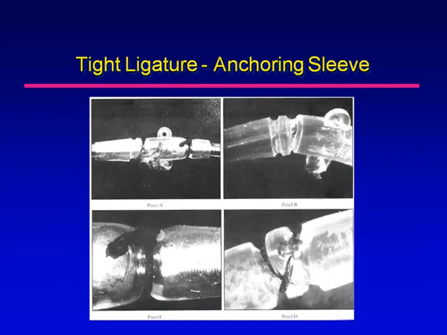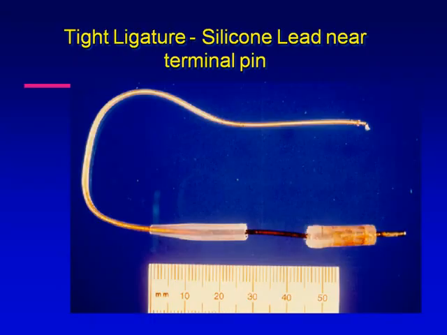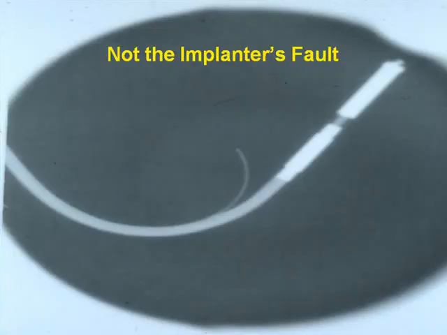It's not a bad thing. Do you type the ligature on this interesting record? This is one that's not the implanter's fault. This is the famous AccuFix lead, in which the spring metal that makes it a preformed J came out of the insulation. There are several people who died because of that.